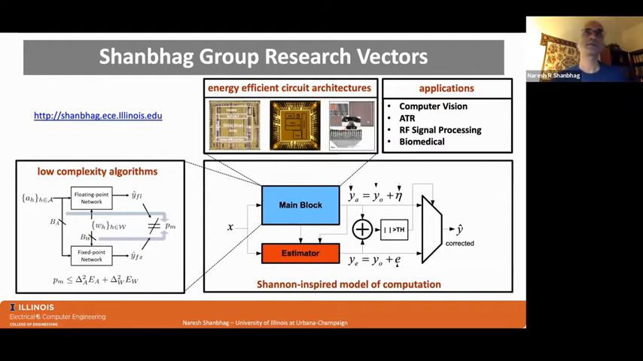And underlying all of our work is this fundamental Shannon-inspired model of computation that our group has been advocating for many, many years. This model of computation cuts across the compute stack, and that is its strength. So it gives us certain principles and guidelines when we do algorithm optimization, architecture, or circuit design. And this is a model of computation that strives to preserve the information content in the data as it is processed in software or in hardware.